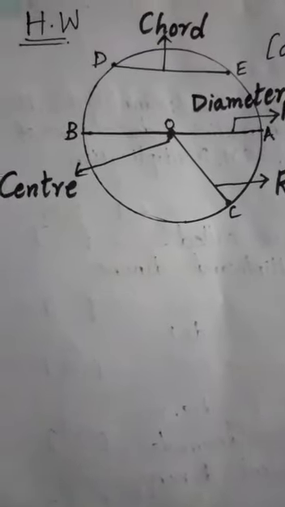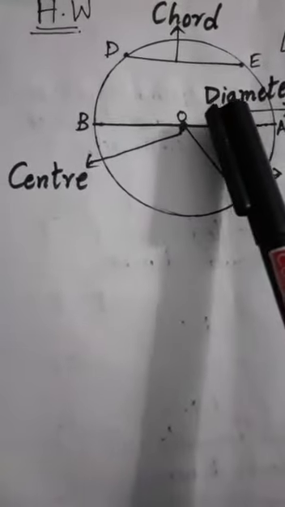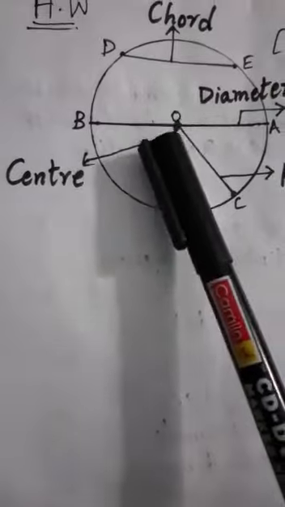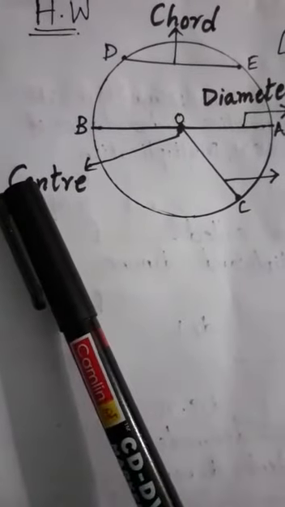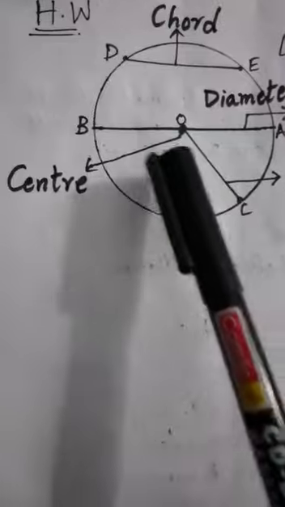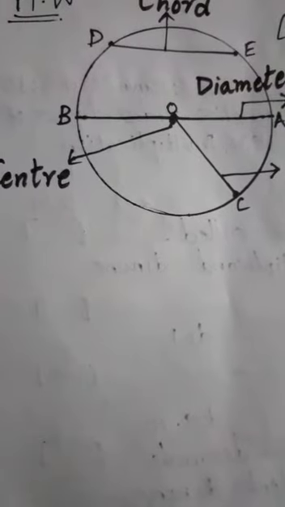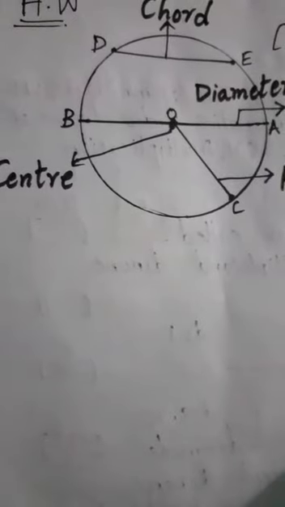Yes, look at your answers. First, I gave this line AB, which is called the diameter. Next, DE is called a chord. Next, O is nothing but the center. OC is called the radius. Children, those who wrote these four answers correctly, I am giving 2 stars. These all I explained in the last class.